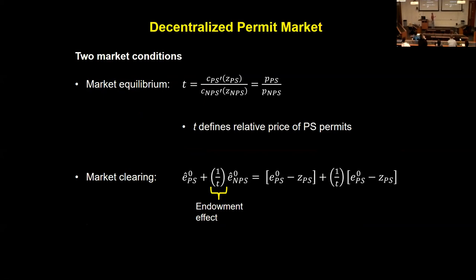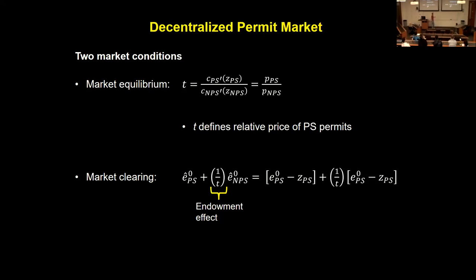We have two market conditions that apply here. We have an equilibrium condition, which is that T should equal the ratio of the permit prices, which in equilibrium should equal the ratio of marginal cost between these sources. So T is defined as the relative price of point source permits in a market equilibrium. The policymaker will set T, but then the market should adjust so that the relative price of these permits equals that trading ratio. So for a very high T, what you're doing effectively is creating a relatively large price for point source permits.